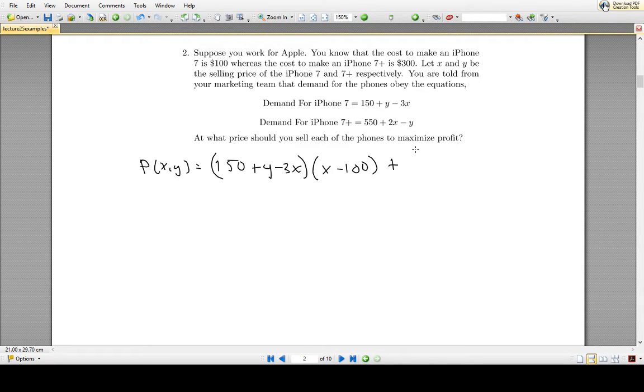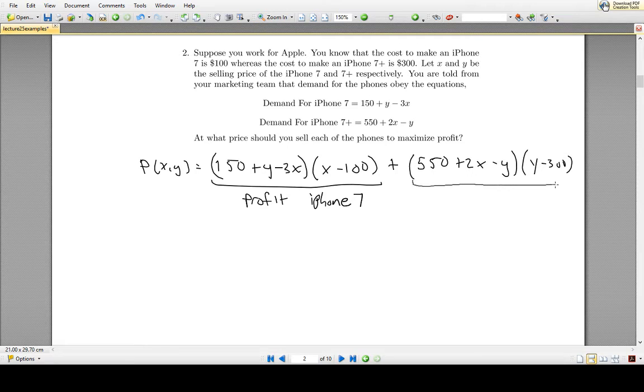Now, you want to add the profit that you would make from selling iPhone 7 Plus. So the demand for iPhone 7 Plus is 550 plus 2X minus Y, times how much per phone are you going to make on the iPhone 7 Plus? It's the price of iPhone 7 Plus minus the cost, so Y minus 300. So again, the first term is the profit from iPhone 7, how much you're going to make from selling iPhone 7s. And this part here is going to be the profit from selling iPhone 7 Plus. So the idea is let's figure out an X and a Y that will actually maximize this profit.